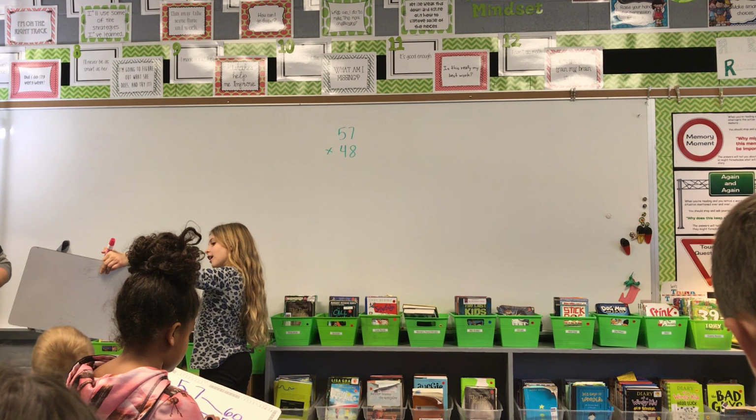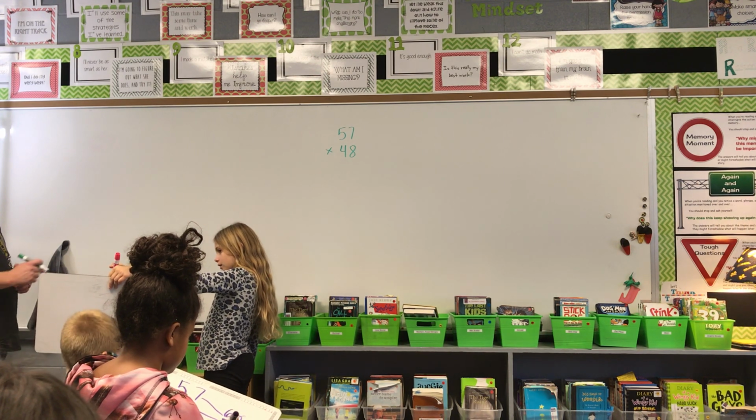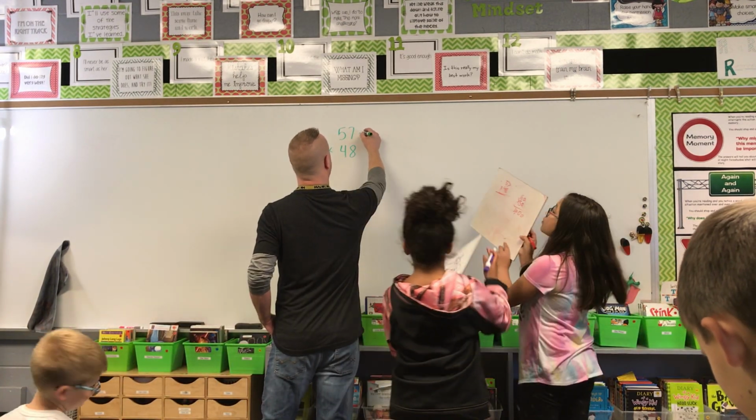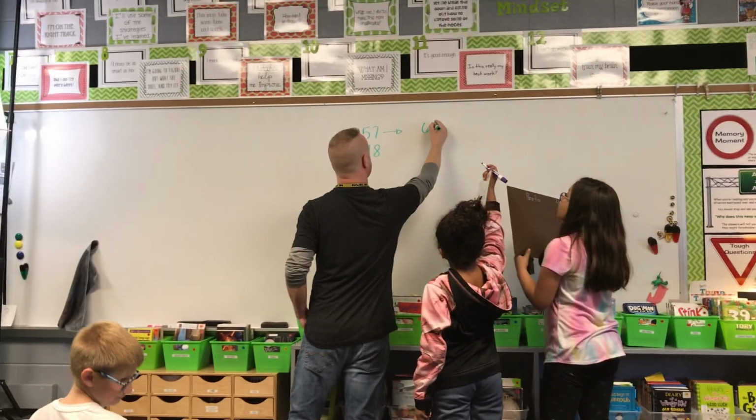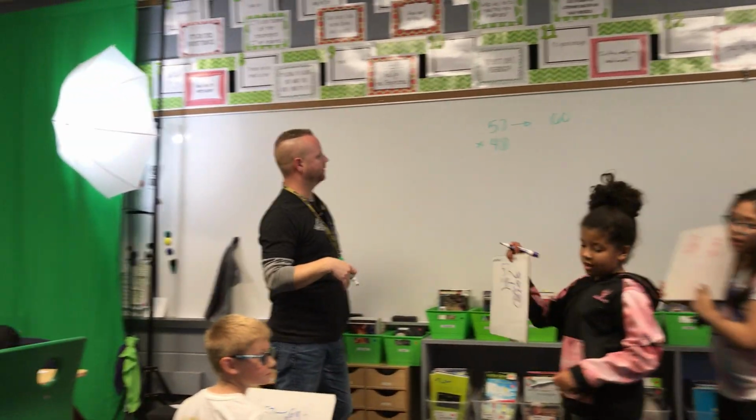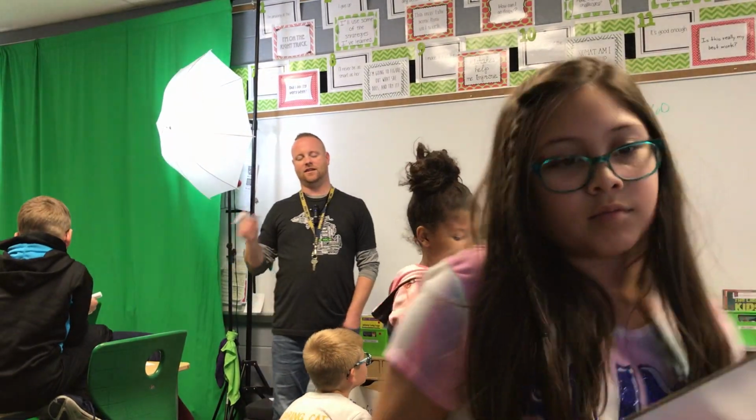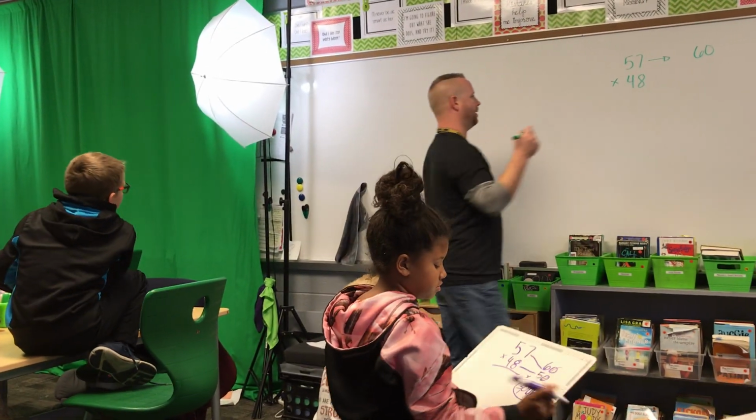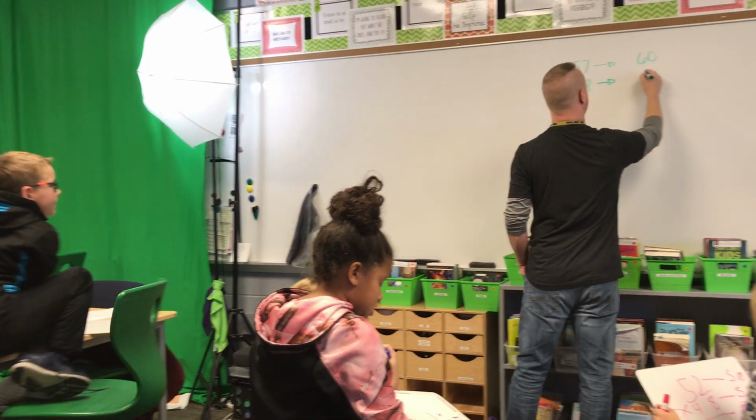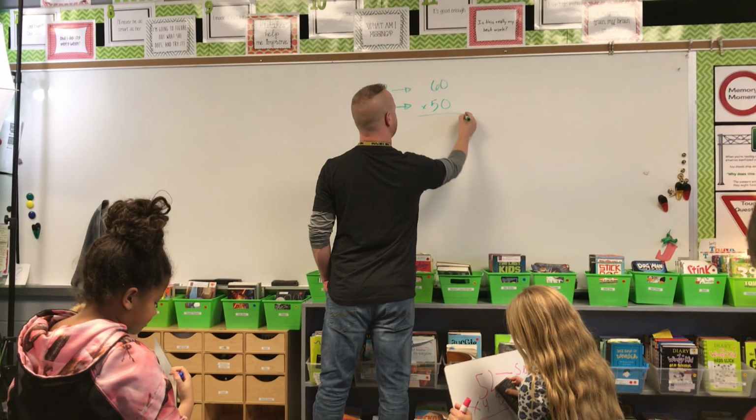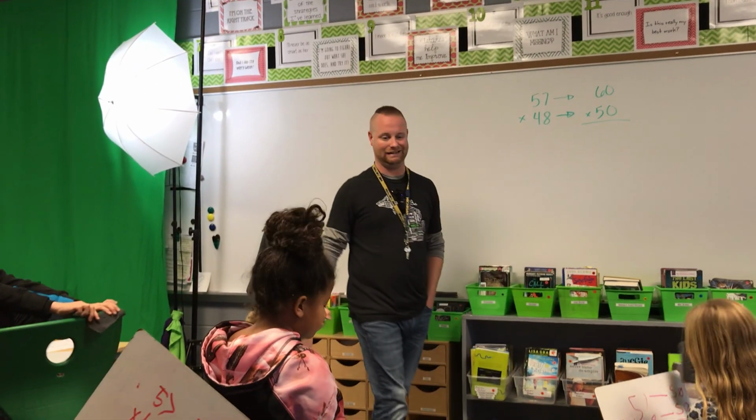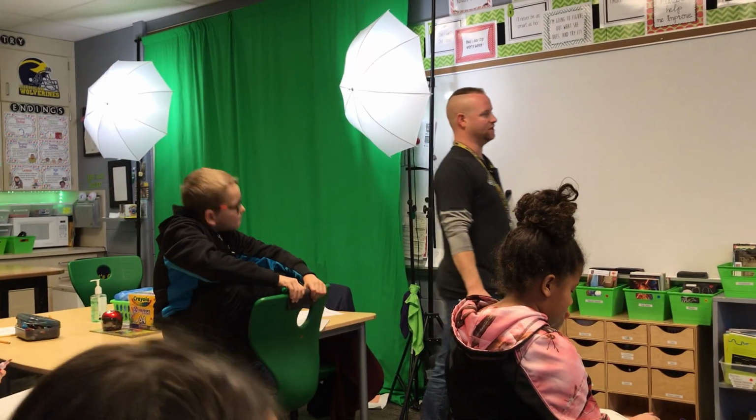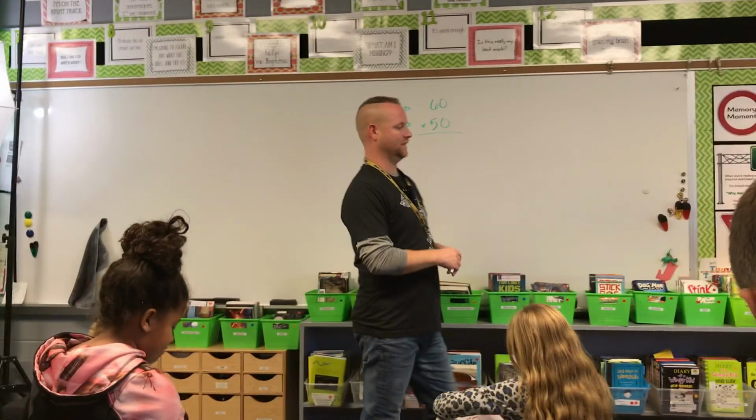57.5, looks back at the 7. The 7 says go up, so I'm going to make you a 60. 48, the 4 knocks on the door. The 8 says go up, not go down, go up. So it goes to 50. So first thing you need to ask yourself is, did I round correctly? If you went down to 40 or down to 50 on the first one, then you made a mistake.